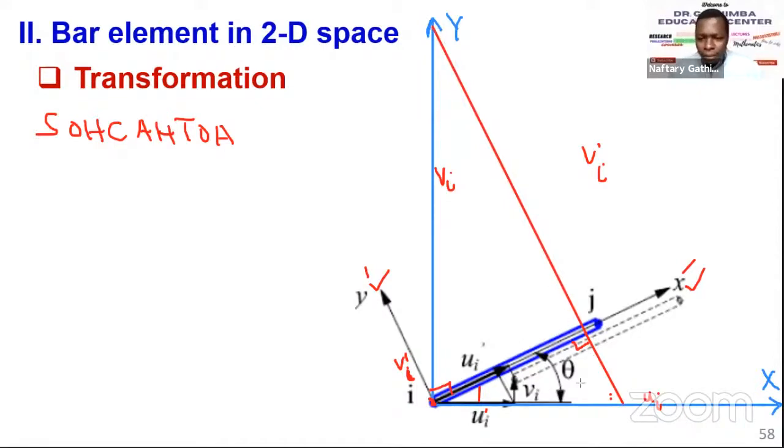Now, from a similar triangle, you can even use simple high school geometry. If this is 90, this is theta, this is 90 minus theta. Remember the bigger triangle here, this is a right angle, and this is 90 minus theta. This is 90. So the angle here is theta. Okay, so let me remove this. We are left with this angle here. This is theta.